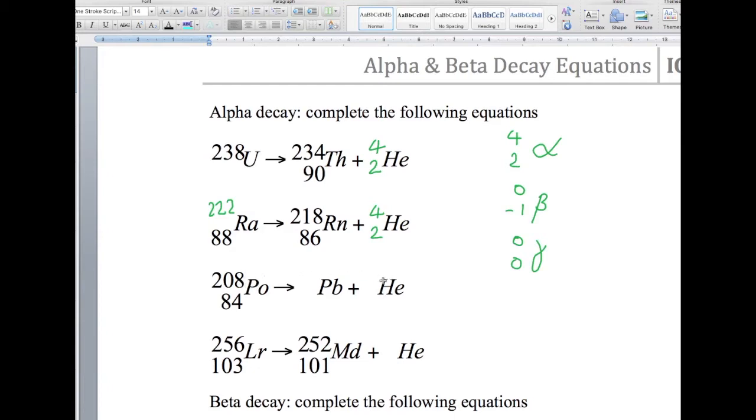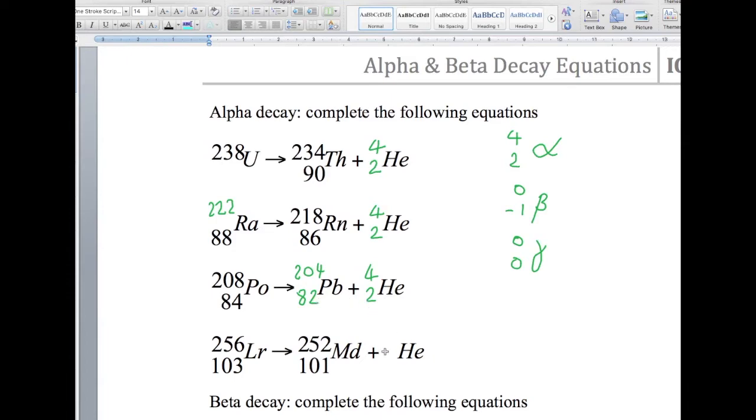Right, let's do a few more of these so you can start to see the patterns. So that's 208, that number there on the top on the left of the arrow. There'll be a number here and there'll be a number here. Now we know that helium is 4-2, so I'll just stick that in straight away. Now what you need to add to 4 in order to make 208? Well, it must be 204. And what have I got to add to 2 to make 84? That one there must be 82.